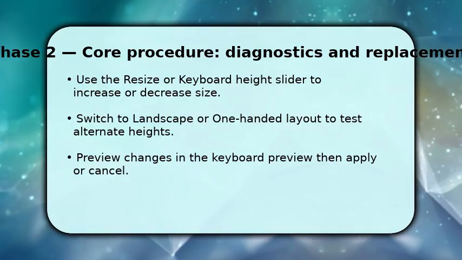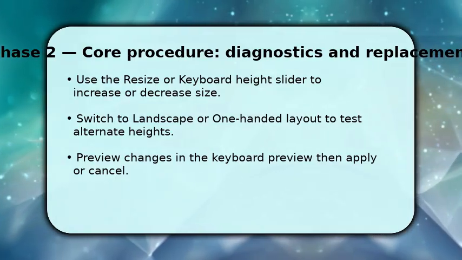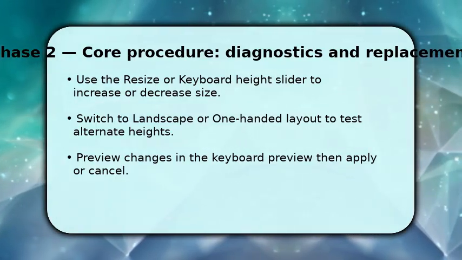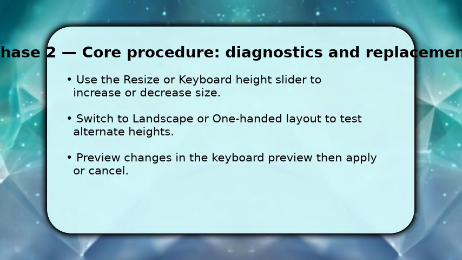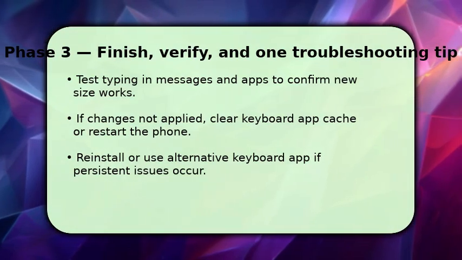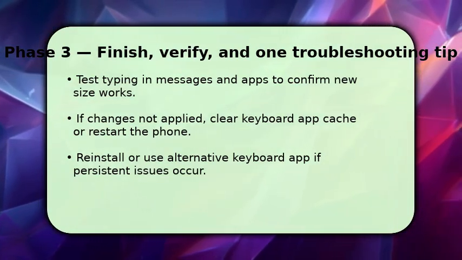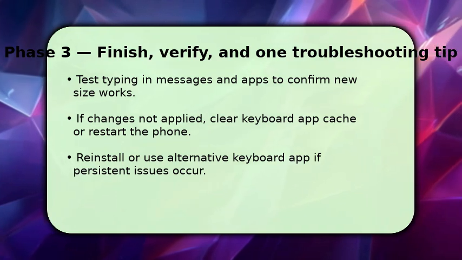Make sure to use the preview area. It updates while you adjust. When you're satisfied, tap Apply or Done. If needed, repeat small tweaks until the keyboard feels right. You finish by testing in Messages, email, and a browser to confirm the new size across apps. This ensures reachability and accuracy.